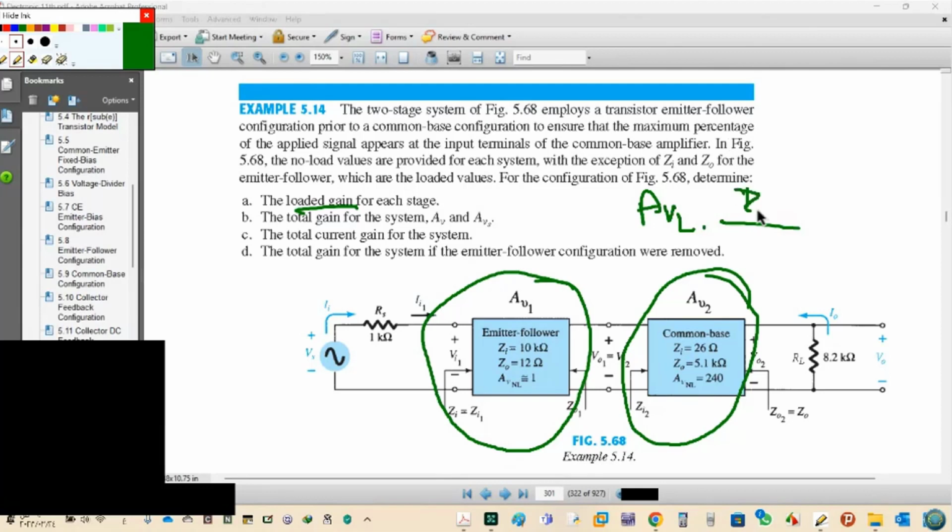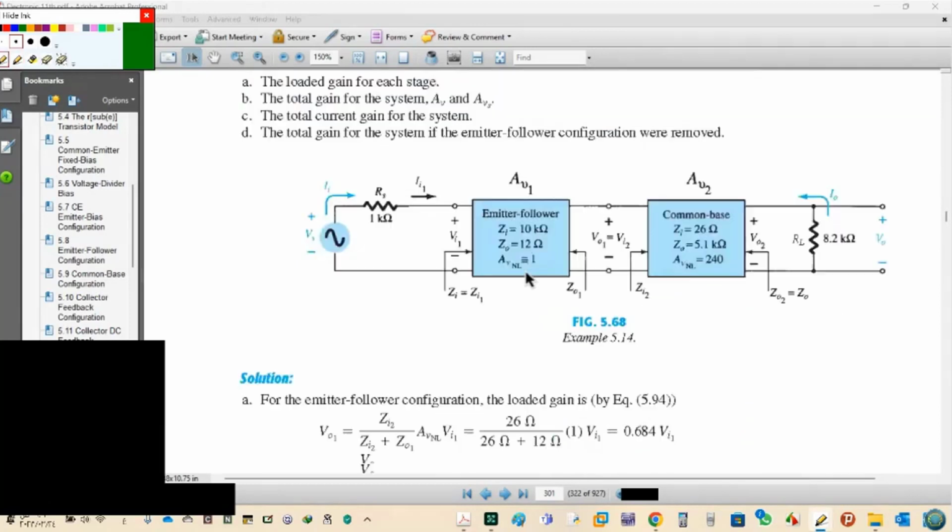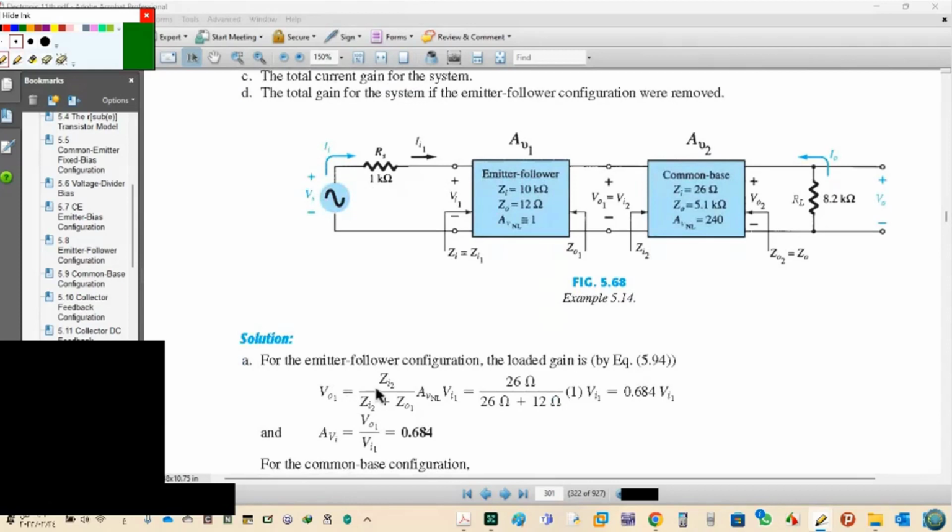Z01 over Z01 plus RO, multiplied by AV no load. So we have something like this. How can we calculate AV no load? Let's see the example and solve it. Here, AV is ZI2 over ZI2 plus ZO, times AV no load. Why is it ZI2? I'll tell you. Now let's explain this to you.